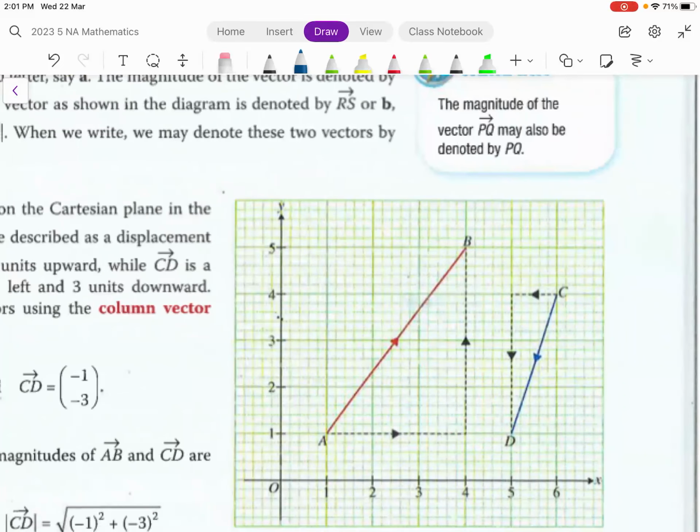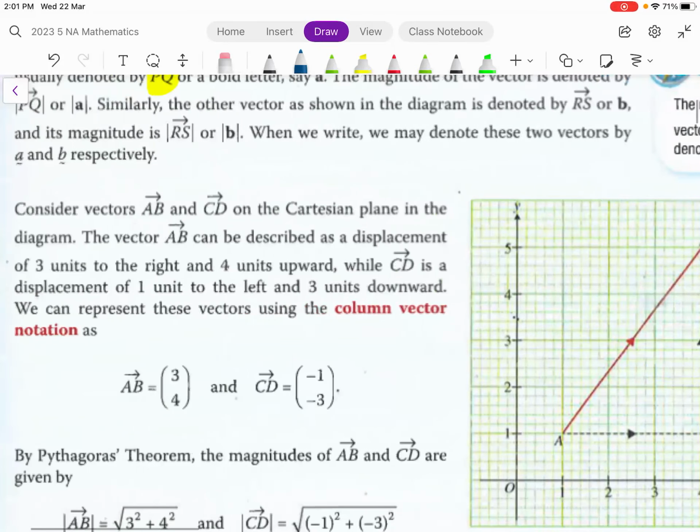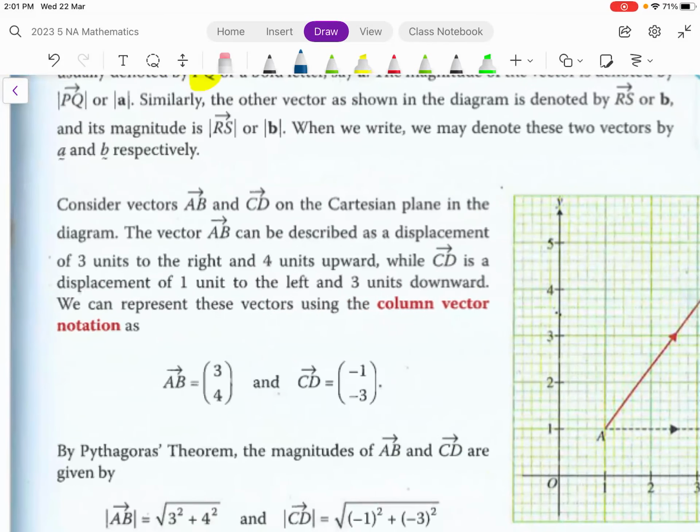Point C, 1 unit to the left, 3 units downwards, you get to point D. So this is how we describe a vector from the original point. It is known as a column vector. So far, so good? Okay, now that we know a vector can be described by 2 numbers, the first number is horizontally to the right, the second number is vertically upwards.